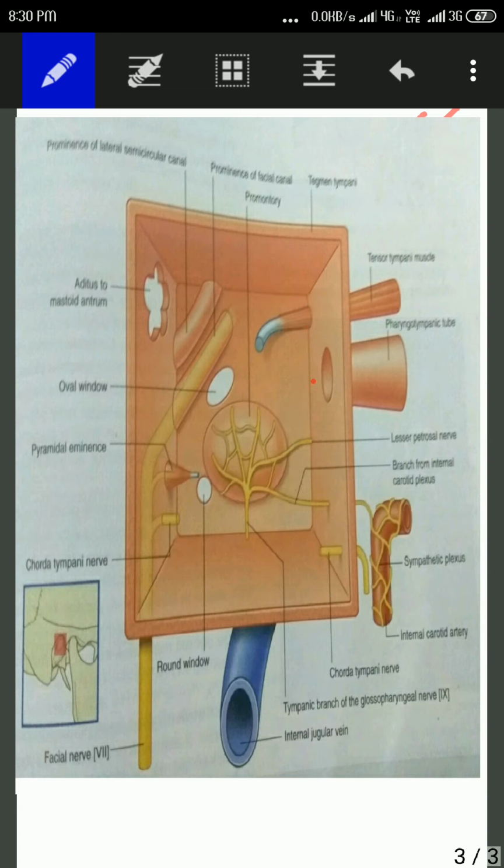Again I am saying, this is anterior wall, this is posterior wall, this is roof, this is floor, this is medial wall, and in front here we have lateral wall, which we have seen already. Let's come to the first, anterior wall.